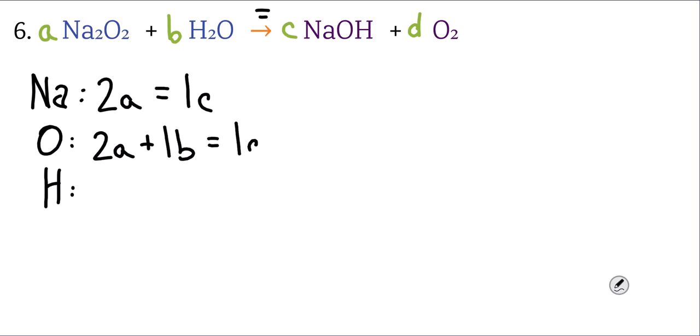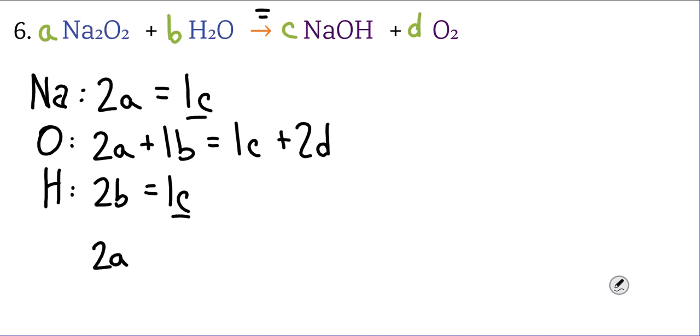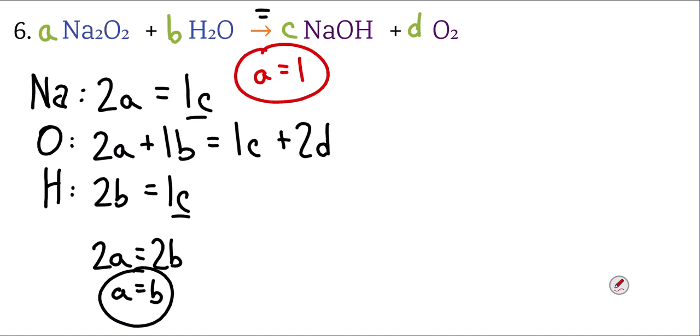There are 2 sodiums associated with A and 1 associated with C. Oxygen is everywhere. 2 associated with A, 1 with B, 1 with C, and 2 with D. The hydrogens, 2B equals 1C. You're going to select one of your coefficients. You're going to select one of your variables and set it equal to 1 and solve for the rest.